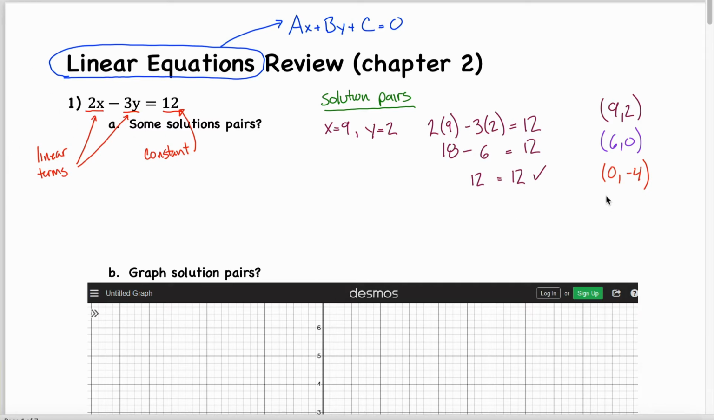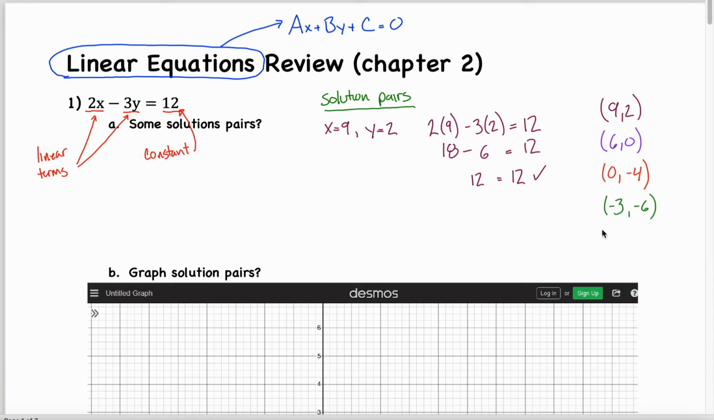If x is, I don't know, negative 3 maybe, then we have negative 6 over here on the left side of the equation. So I need to add 18 more to make this equal to 12. So to add 18, I'll subtract negative 18. So I'll need y to be equal to negative 6.